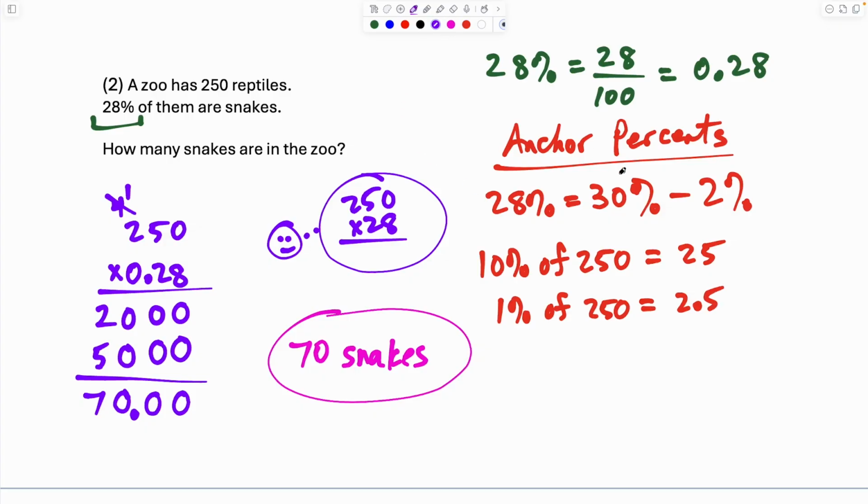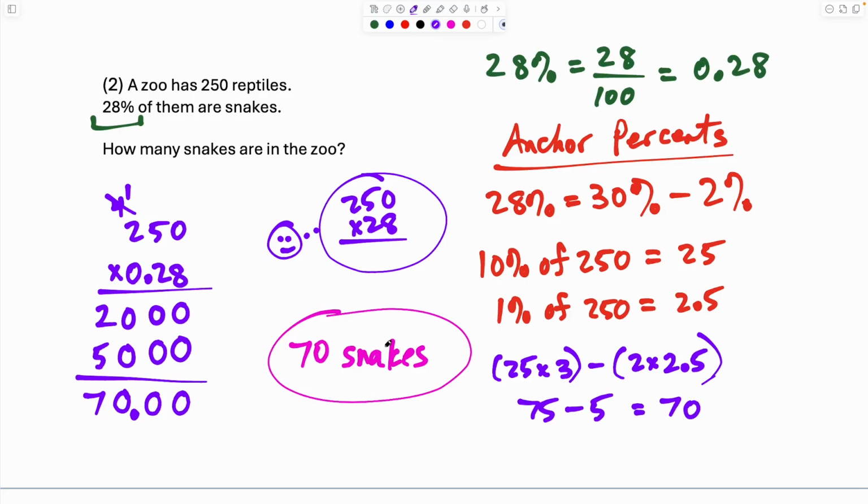So now let's see, how can we build 30% minus 2%? We could take the 10% of 250 and multiply by 3. So I could take 25 times 3, and this would give us the 30% of 250. And now minus 2%, I would take the 1% of 250 and multiply that by 2. So I'd have 2 times 2.5. And now this gives us 75 minus 5, giving us exactly 70, which matches the number of snakes that we found using decimal multiplication.